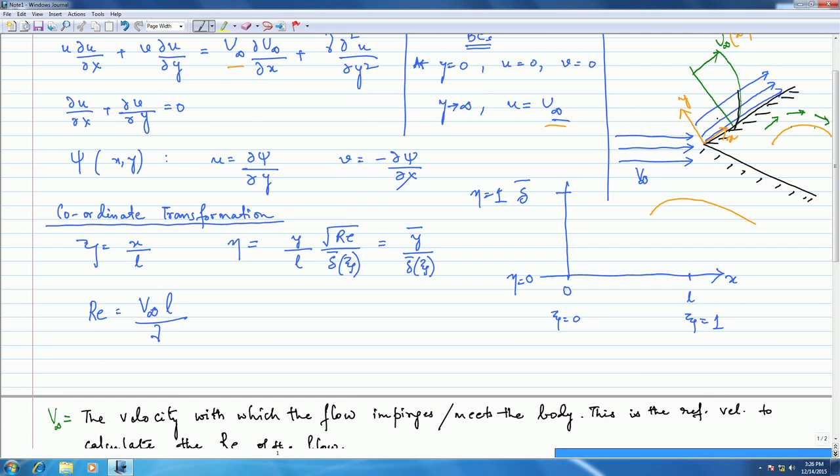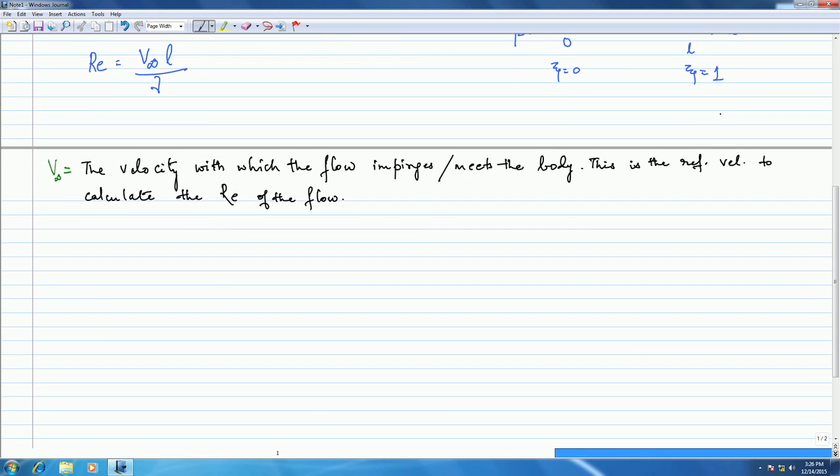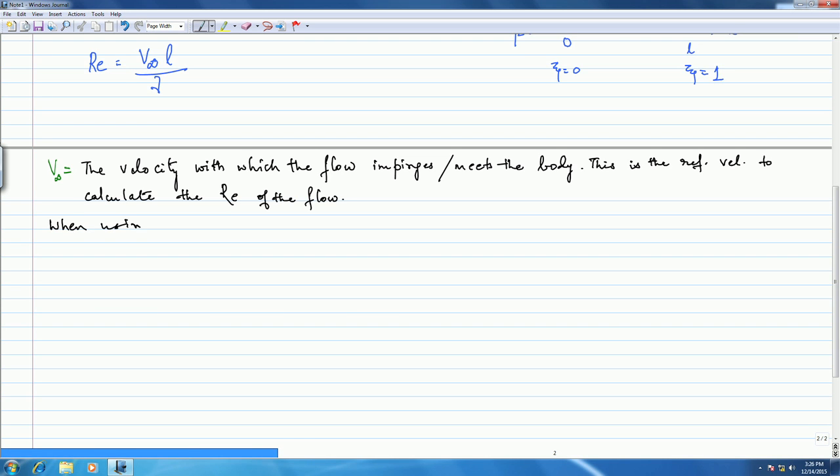Okay, so here I said small x or y. In our particular case, when using similarity variables, u zeta is the velocity in the direction of zeta, or basically parallel to the surface.